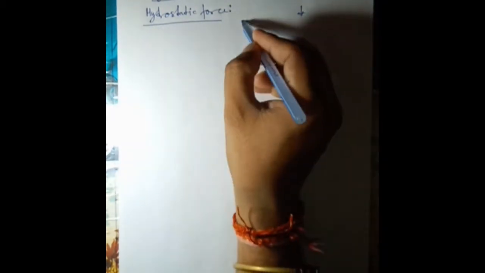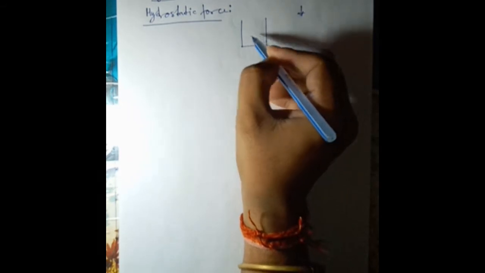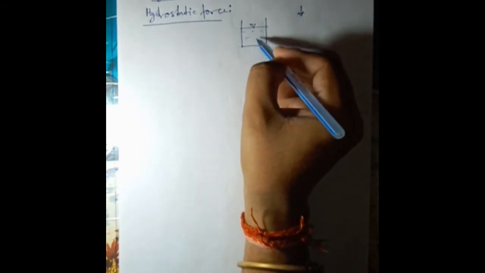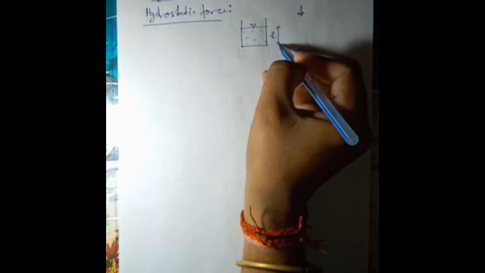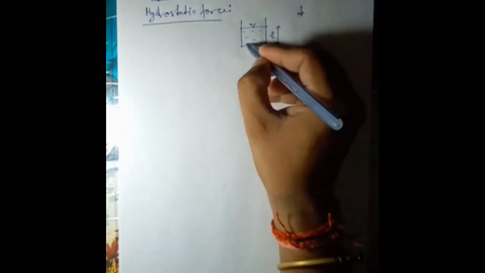For example, we take a container filled with water up to a height of h. Therefore, the pressure at the bottom of this container is equal to W into H, where W is the specific weight of the water, and H is the height of the water column.